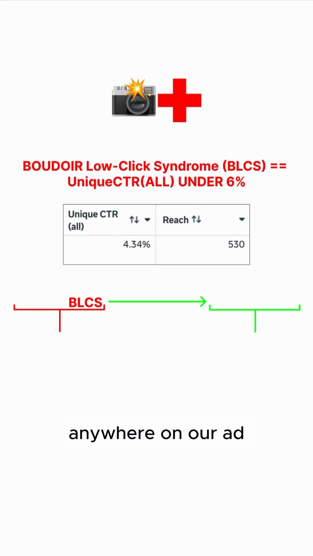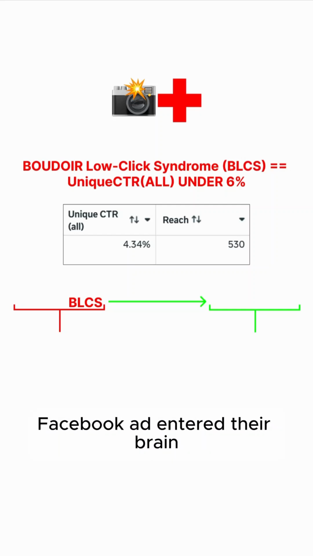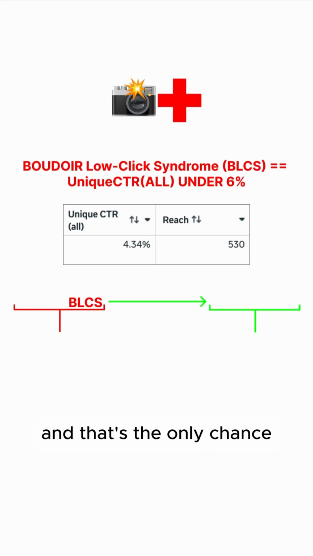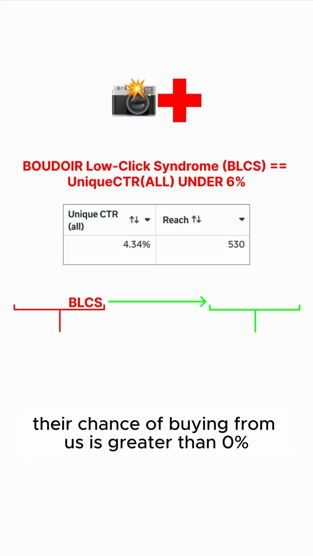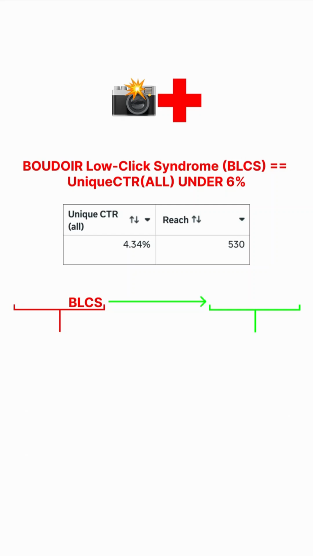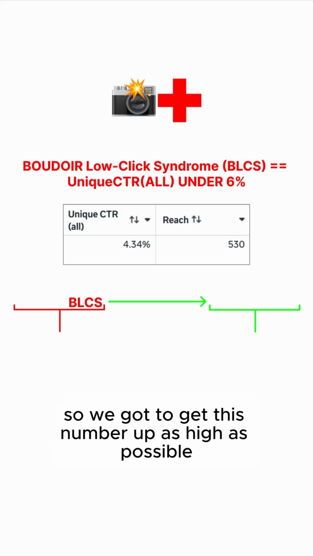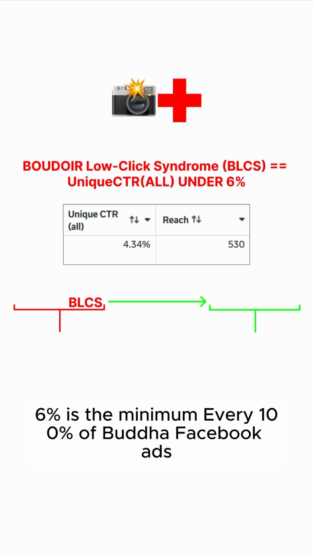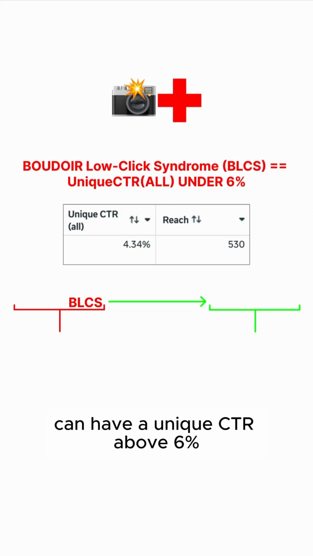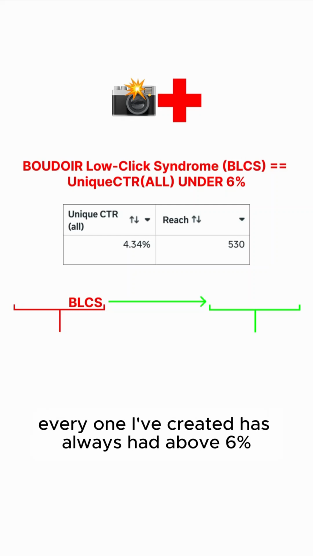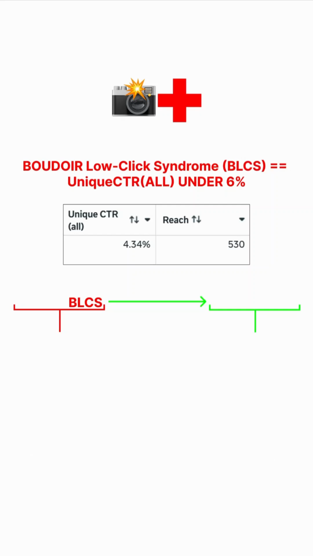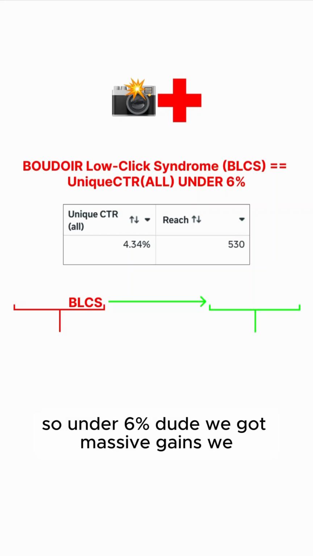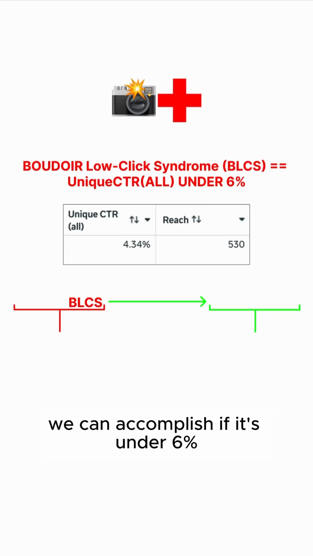We care about the number of women that click anywhere on our ad because then we know our Boudoir Facebook ad entered their brain, and that's the only time their chance of buying from us is greater than 0%. So we got to get this number up as high as possible. 6% is the minimum. 100% of Boudoir Facebook ads can have a unique CTR above 6%. Every one I've created has always had above 6%, even when I only try a little bit. So under 6%, we got massive gains we can accomplish.